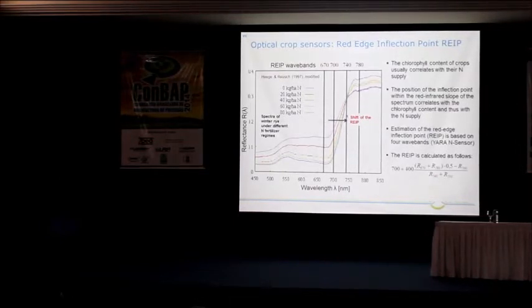This is the red edge inflection point, and it shows you the position of the transition in this range, where you have a steep increasing slope, and from here on the slope is decreasing again. And this inflection point is very sensitive to chlorophyll content, and it was used in the first commercial crop sensor.